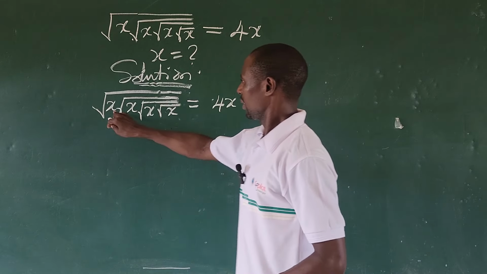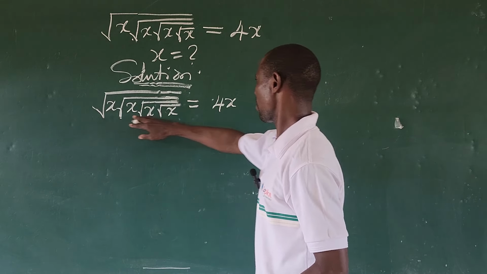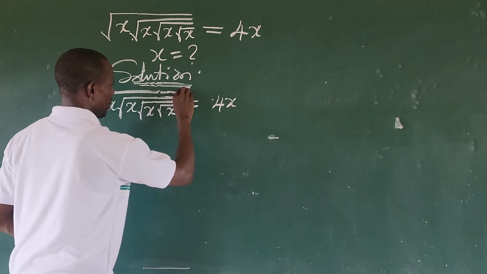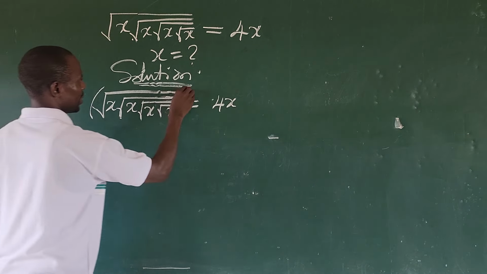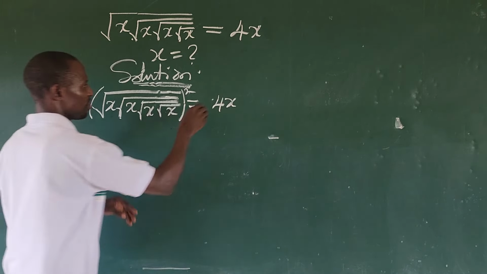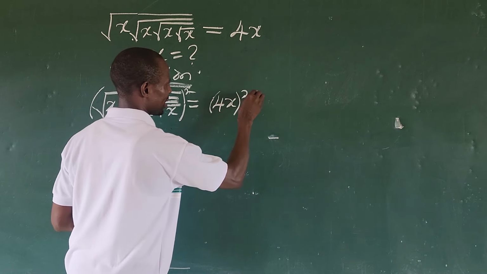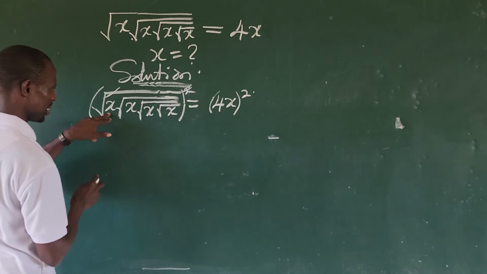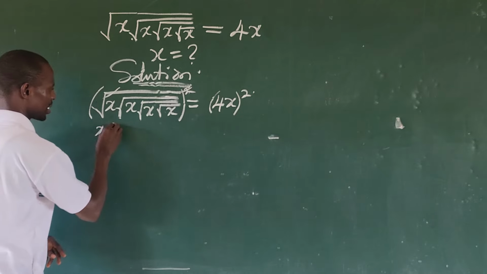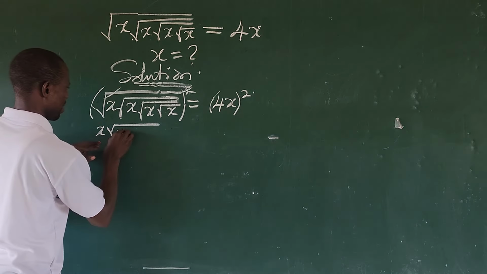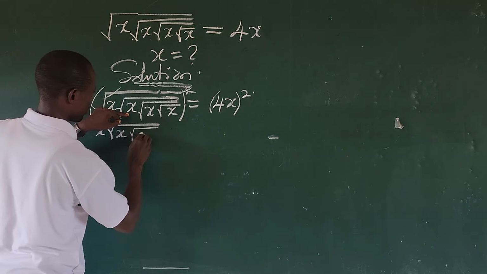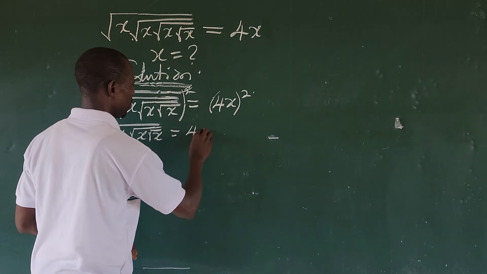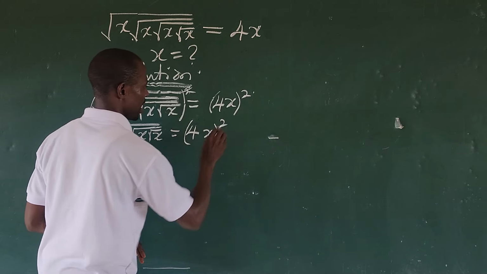Now, the whole of this square root is covering everything here. So I want to eradicate this radical. I'm going to square this. Whatever we do to the left hand side, we must equally do to the right hand side. This leaves the system, and this will be exposed. So we now have x times the square root of x times the square root of x, everything equal to 4x squared.